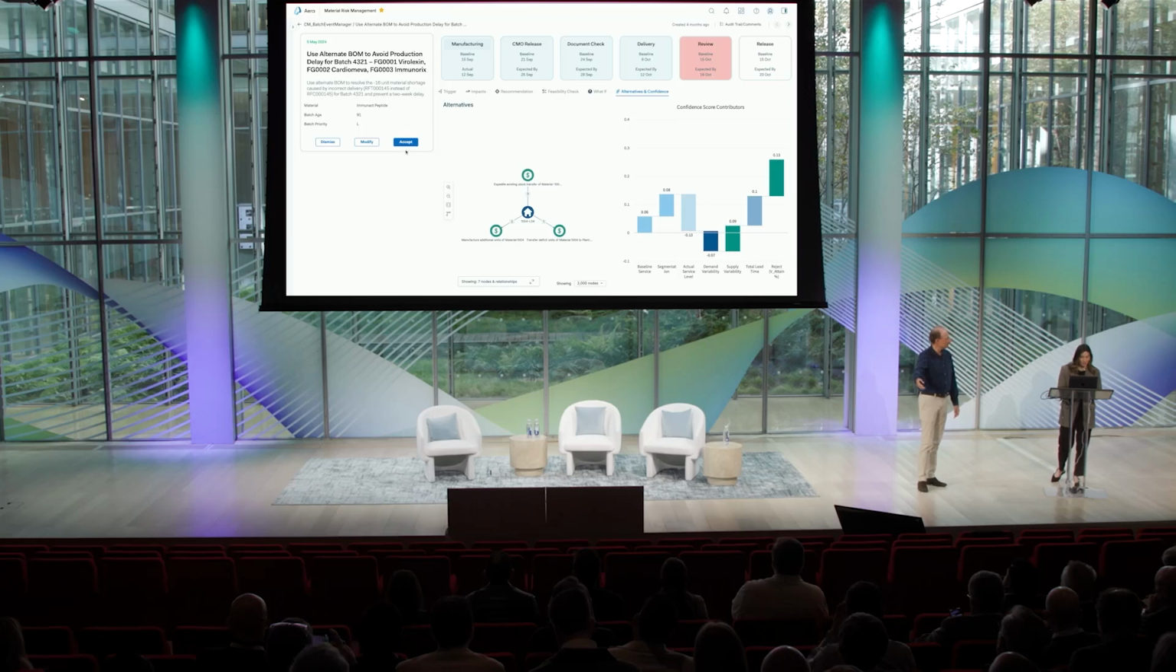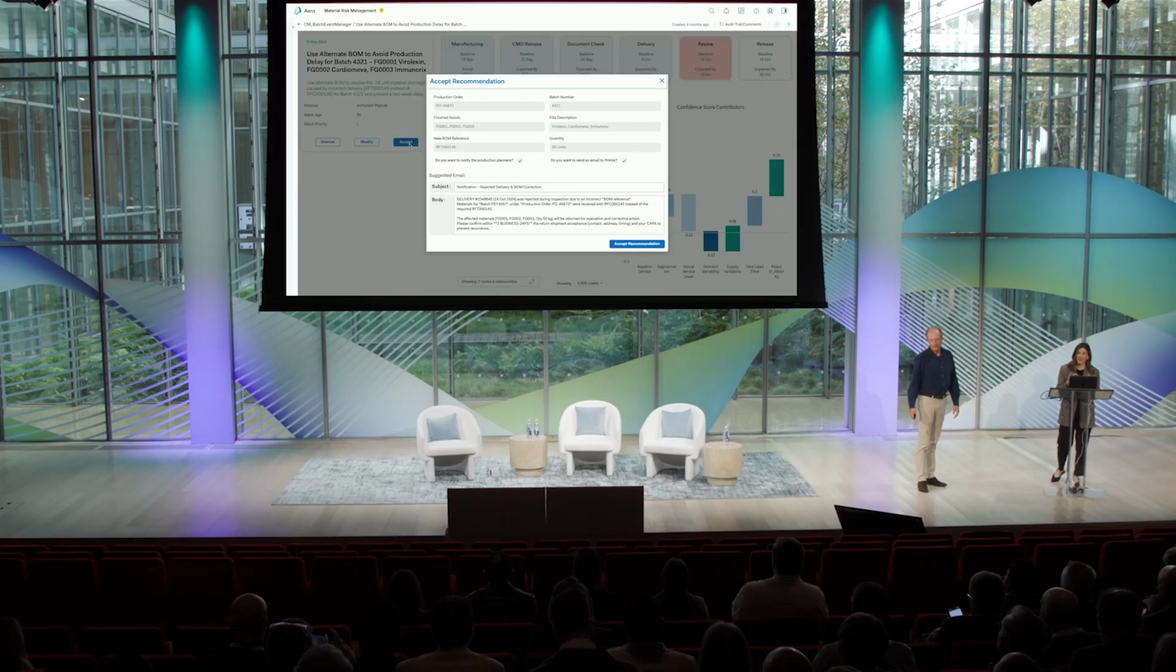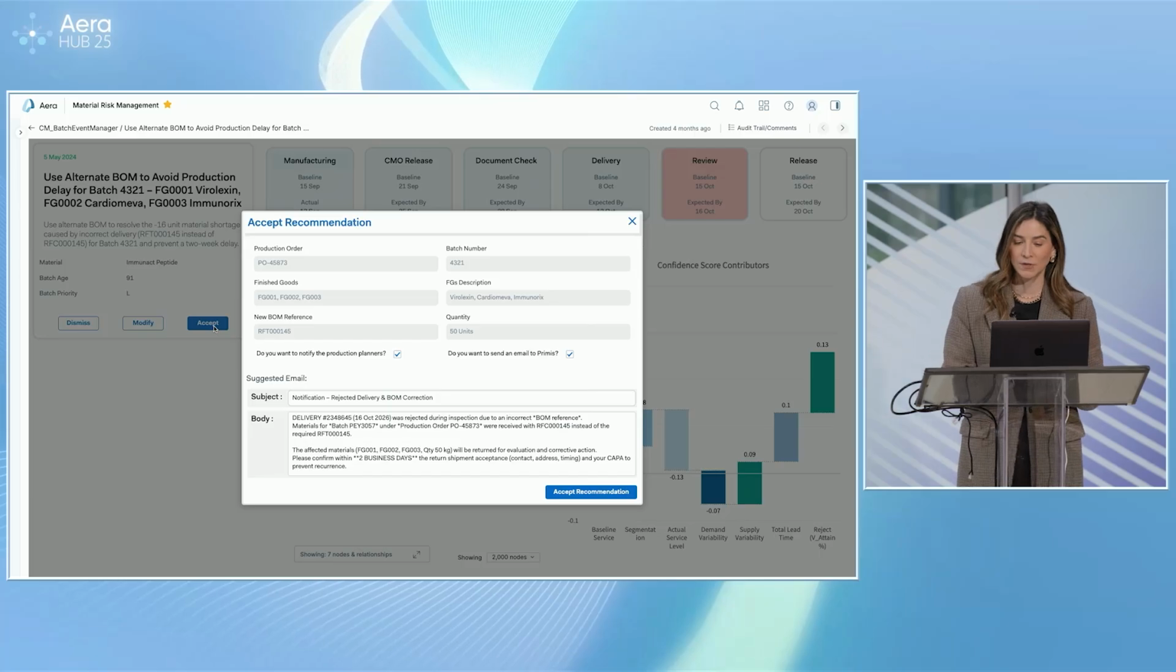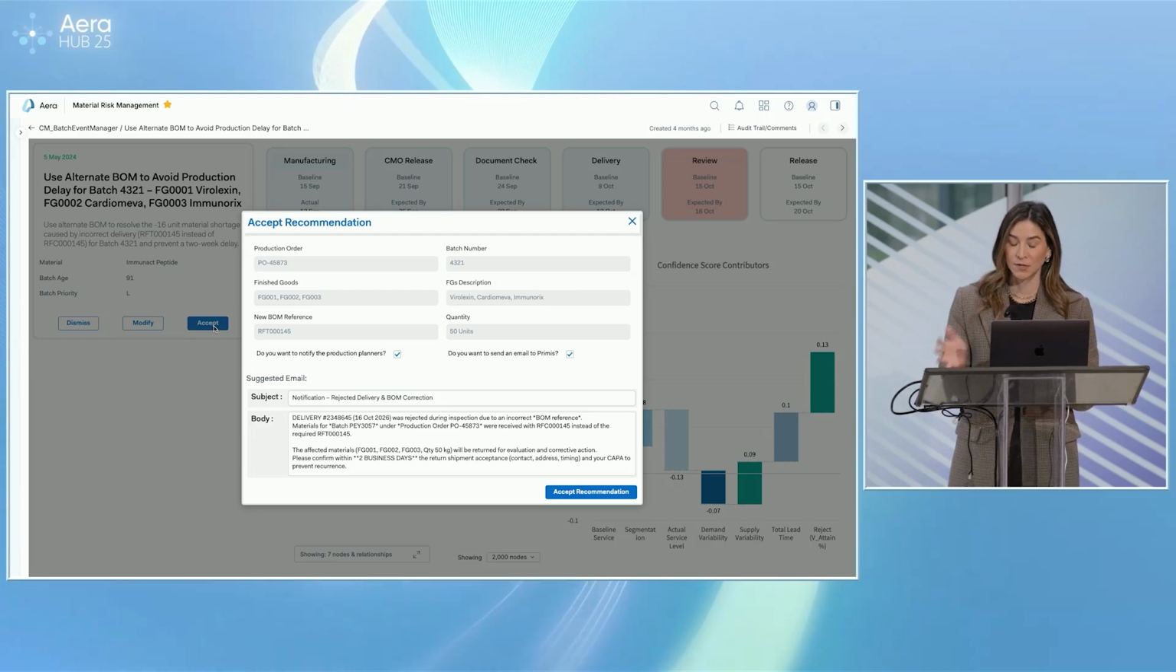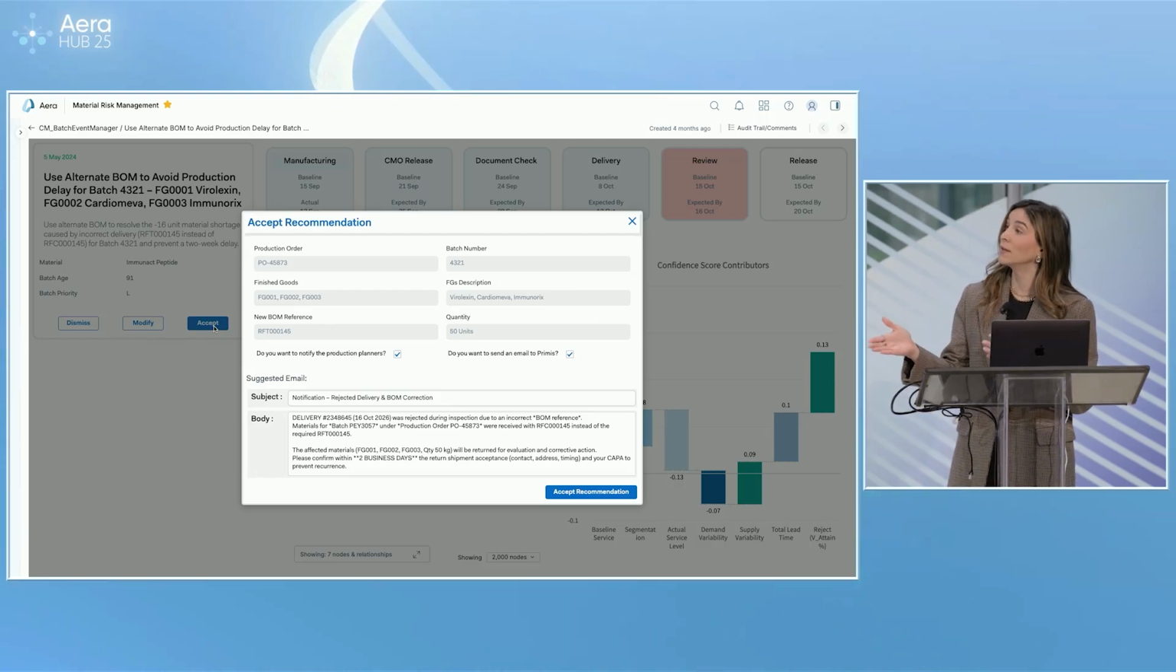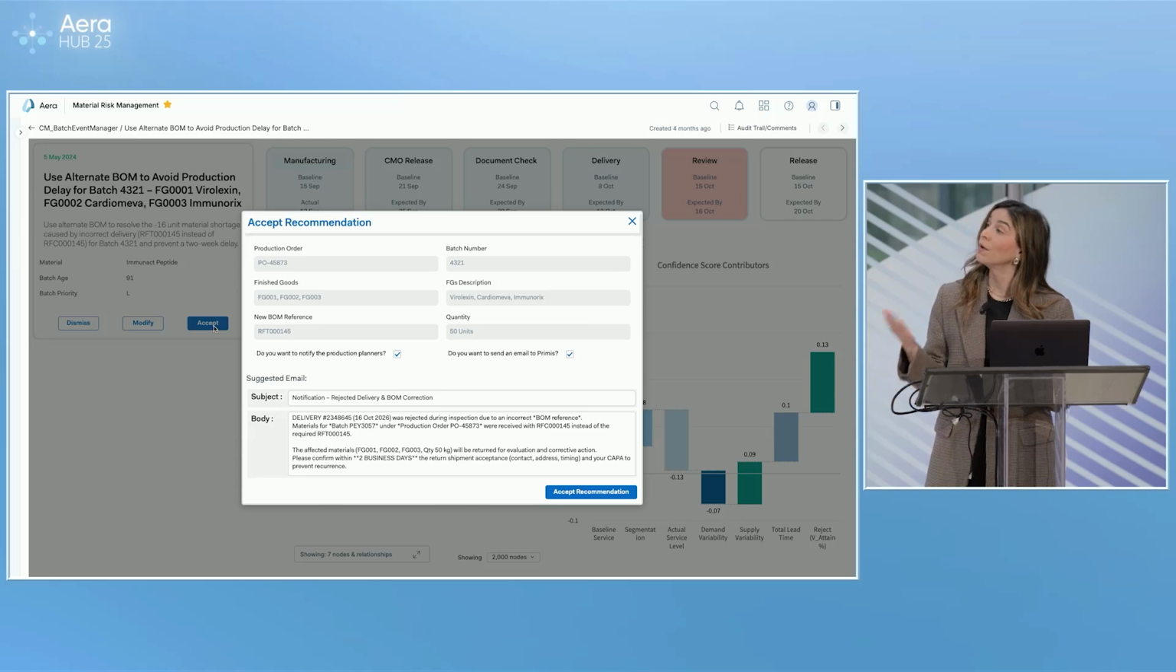So when you agree with the decision here, and you have the full explanation, obviously, what happens when you accept? Yeah, that's the beauty of Aera. So when I accept here, all of the relevant actions take place in the execution system. So things like going into my ERP to change that BOM with the alternate material.